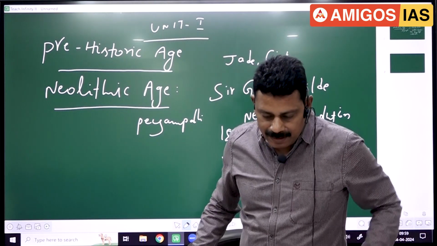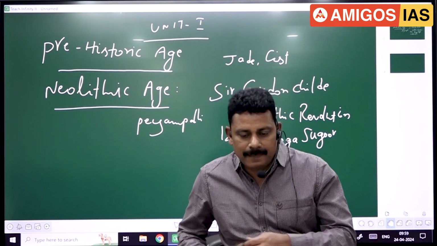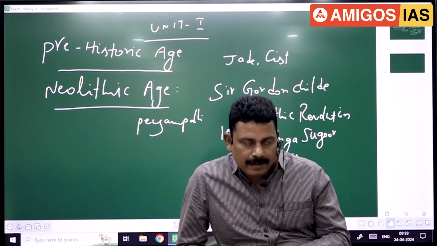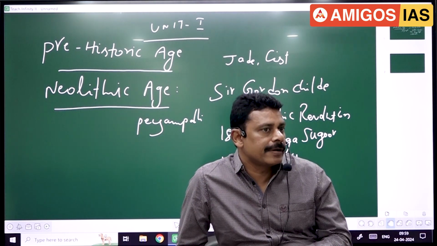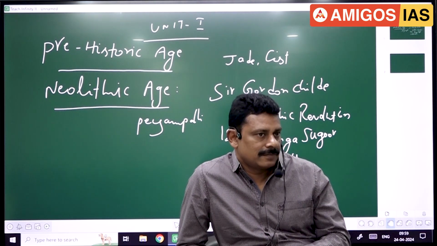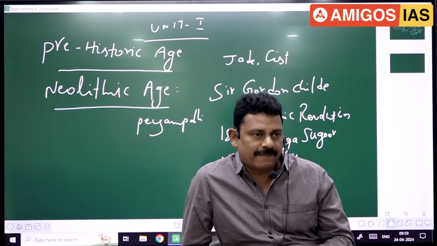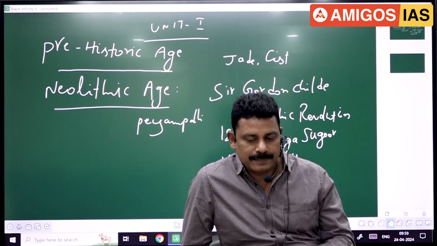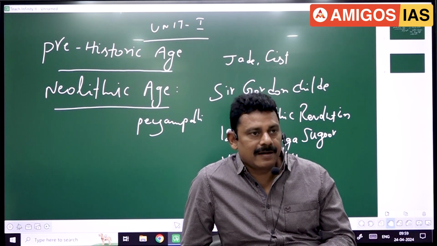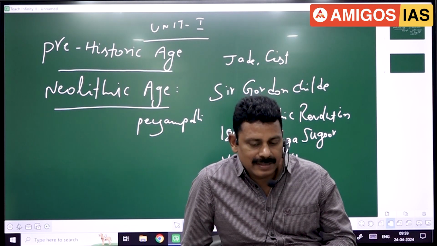You can write in the bracket: in these two places, Tekkalakota and Piyampalli, various crops produced by the Neolithic man were found. Various crops cultivated by the humans of the Neolithic period were found.